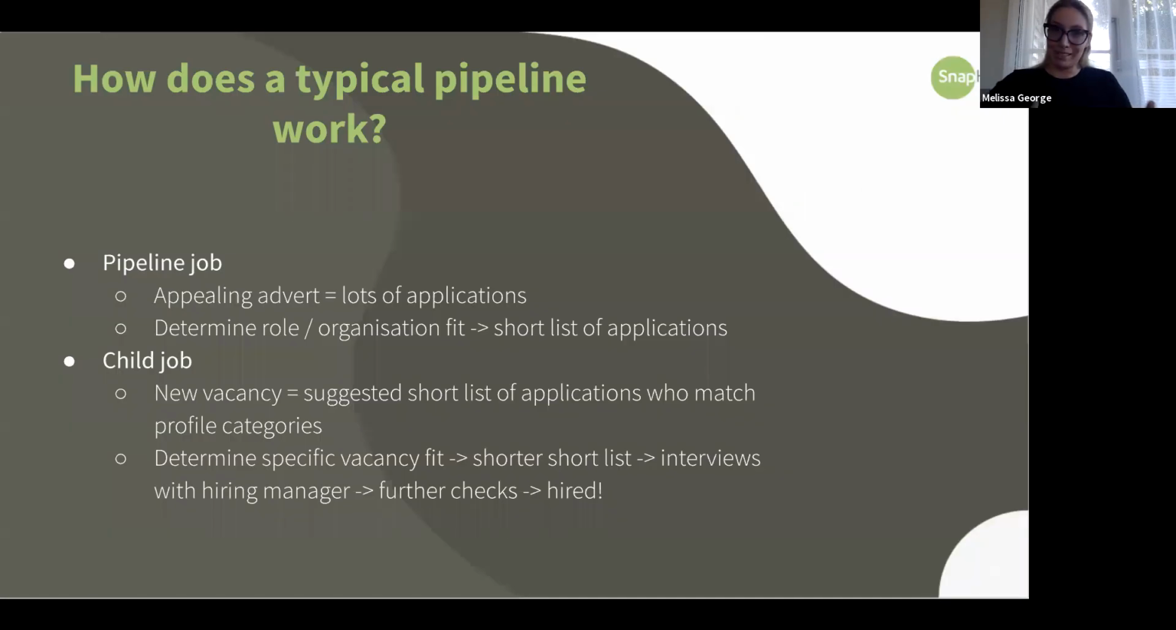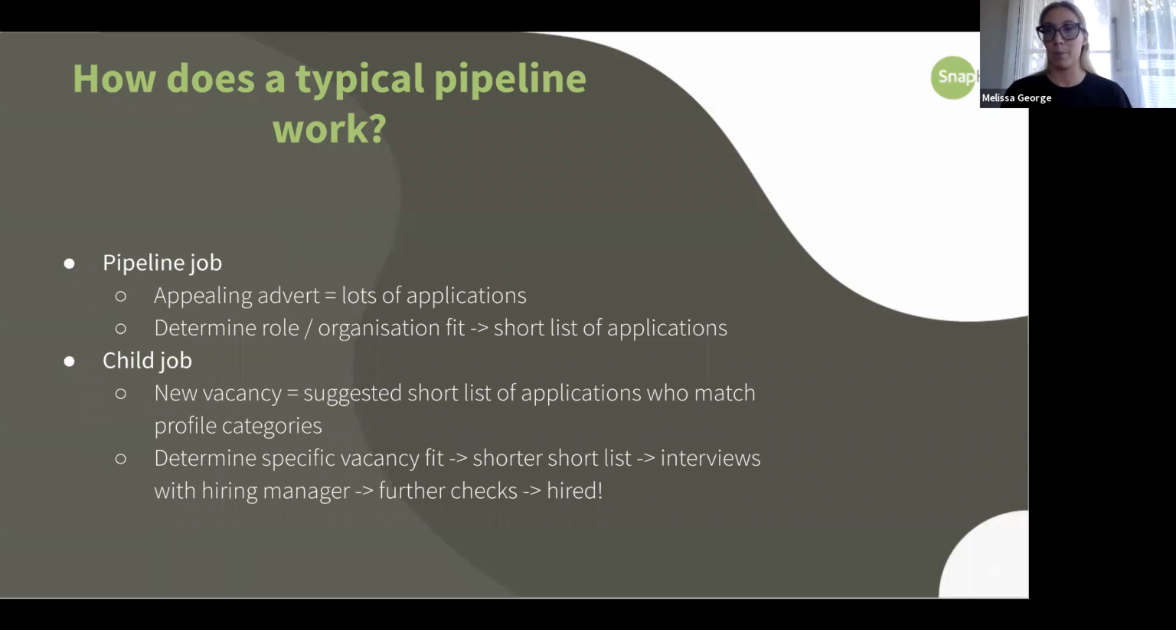So how does a pipeline work? As I mentioned, we've got a pipeline job and a child job. So a pipeline job, think of it as an expression of interest. It's not an actual real role. You've got a role up online. Candidates can apply to say that they're interested in working for your company, potentially within a department or a sector. And it gives you the opportunity to then determine what roles those candidates may actually be suitable for. And that's where it comes down to that child job piece.